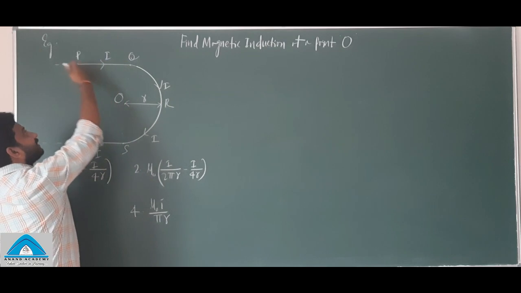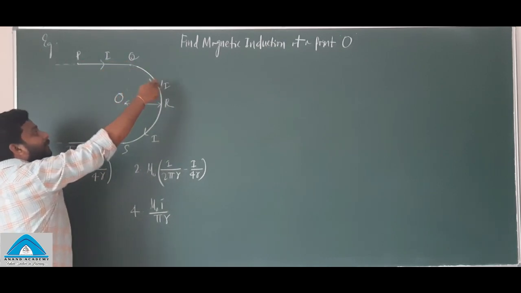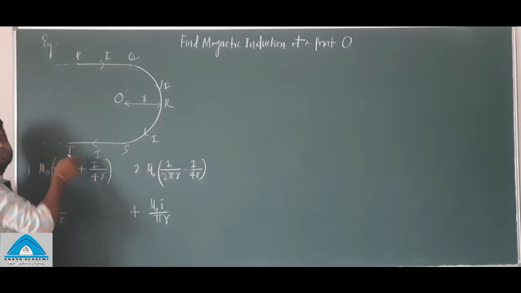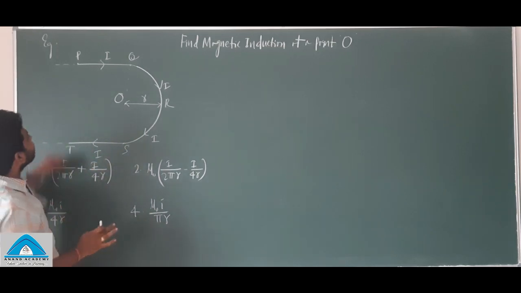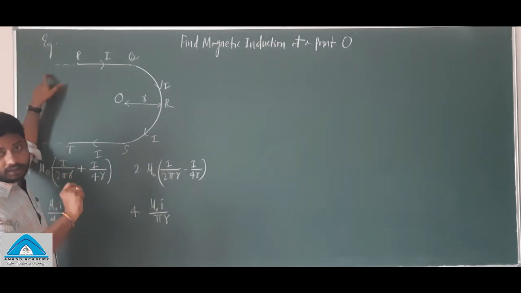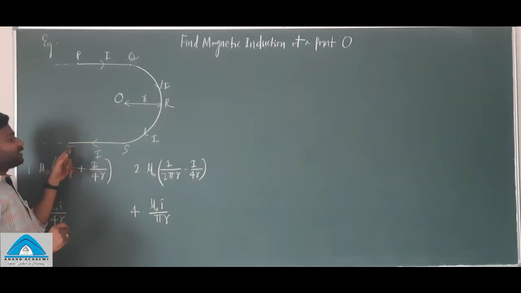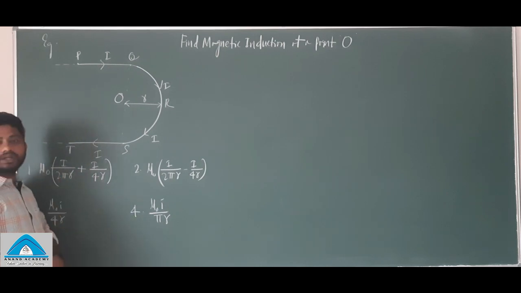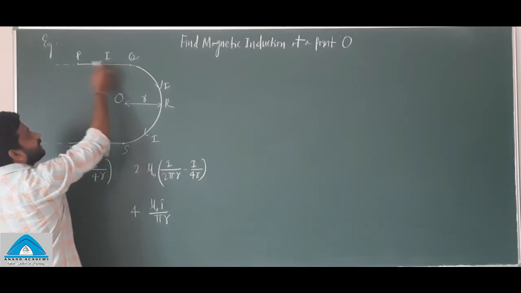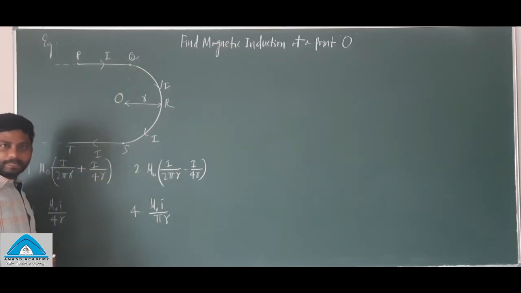It is bent. PQ is a straight wire. QRS is a bent wire. And ST is also another wire. This is a straight wire having infinite length. You can see one end; the straight wire has infinite length at one end, and the other end is fixed here.